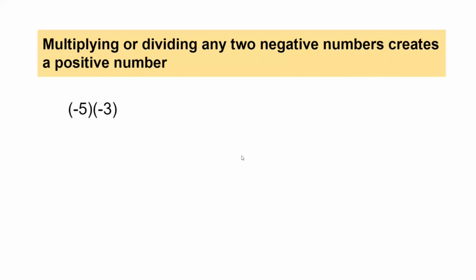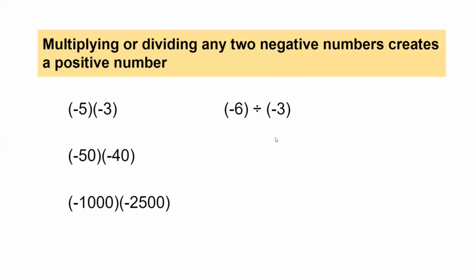Here's some examples. Two negative numbers being multiplied. We're not going to focus on what the answers to these are, but just whether it's positive or negative. Two negative numbers, that will be positive. Two negative numbers, positive. It doesn't matter how large they are, positive. And good news is that there's no difference for dividing. Negative 6 divided by negative 3 will be positive. Any two negative numbers that are being divided, one into the other, will be positive.